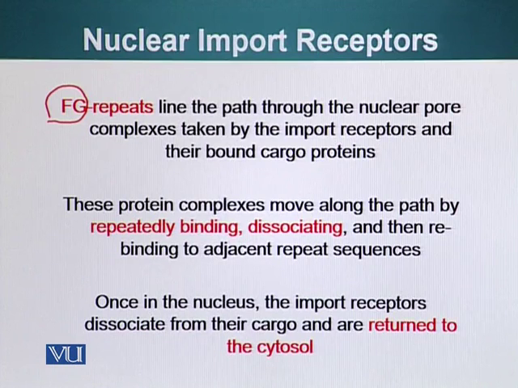which are lining the nuclear pore, and they interact with them and sort of crawl on these FG repeats. So these nuclear receptors repeatedly bind and dissociate from these FG repeats, thereby crawling into the nucleus. Once our nuclear receptor and its cargo have reached the nucleus, the cargo dissociates, and the nuclear import receptor is recycled by sending it back into the cytoplasm.